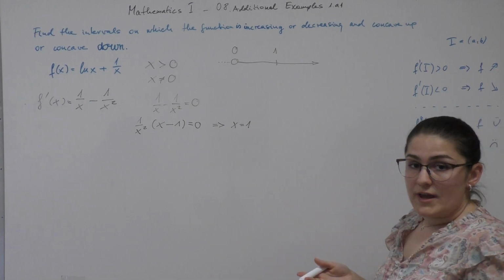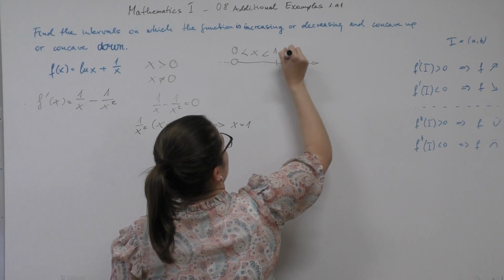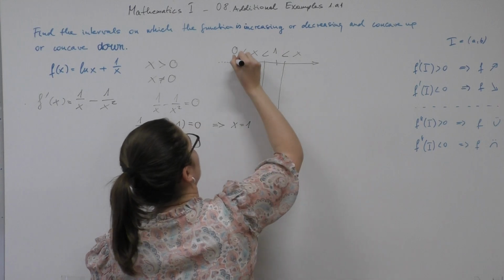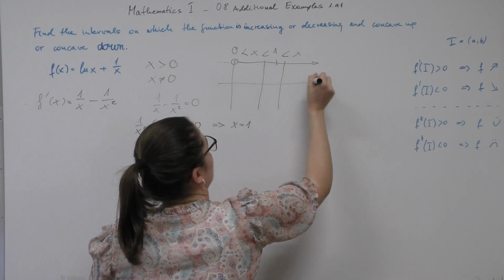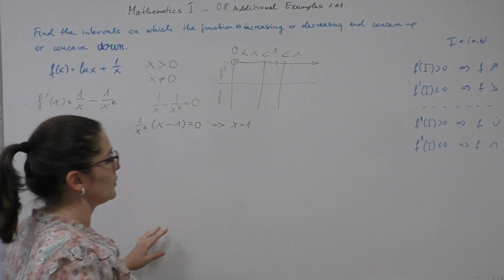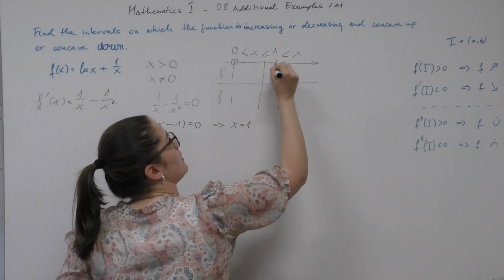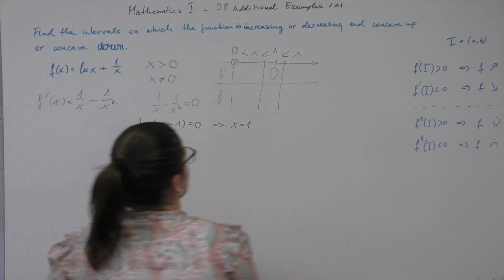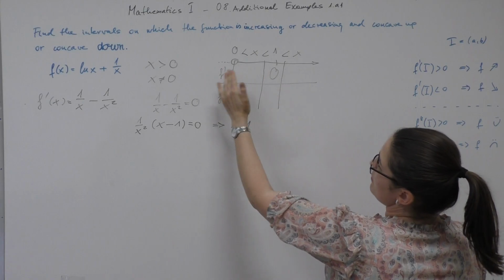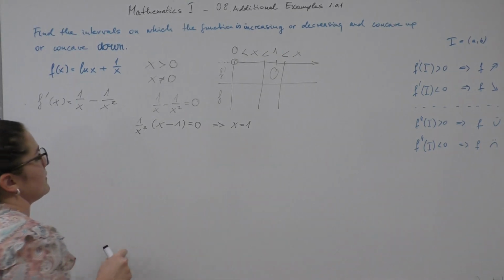Okay. Now we have to make our table just like this. Here we have the first derivative and the original function. We've already seen that at 1 we have a critical point, so we write a 0 here. And what we have to do now is to check the signs of the derivative before and after 1. For this, we have to take a look at this one.